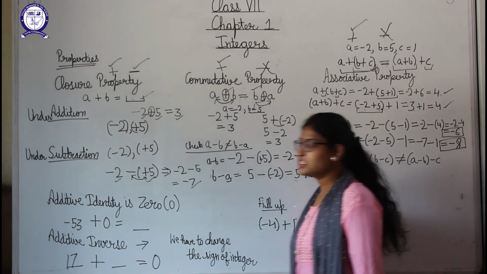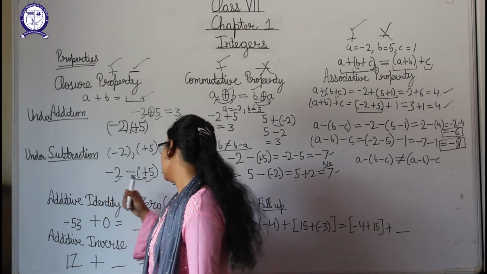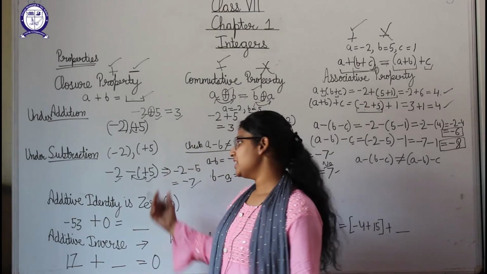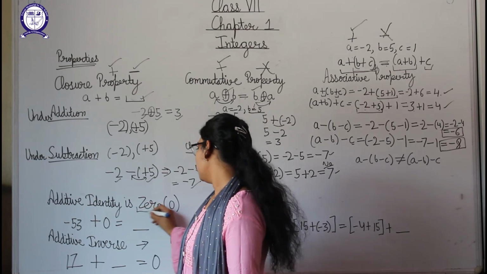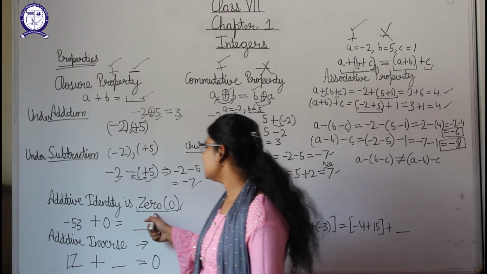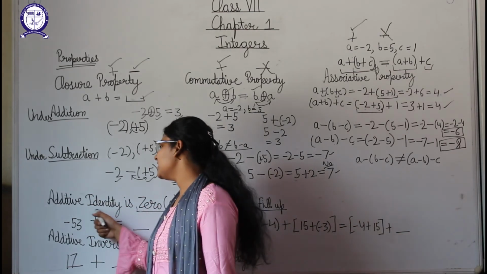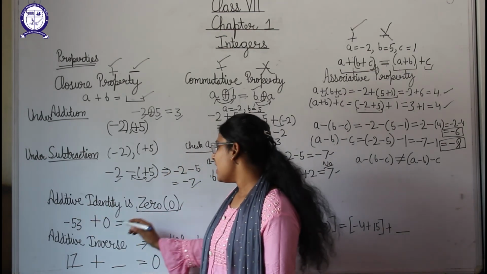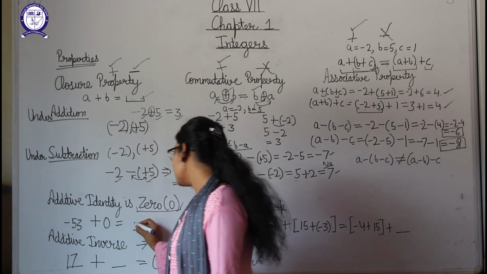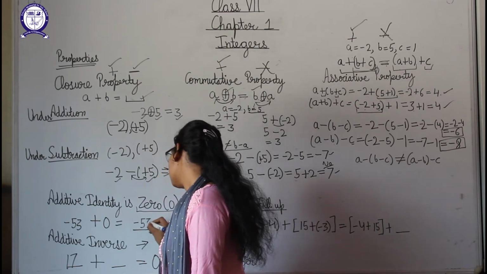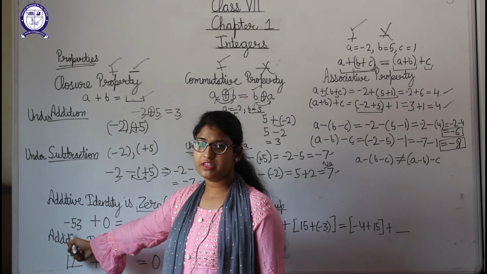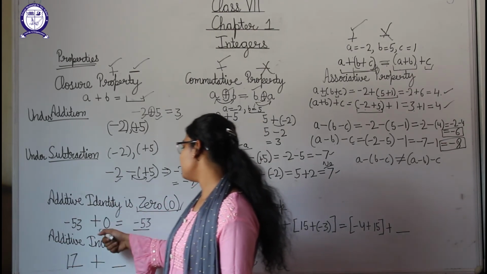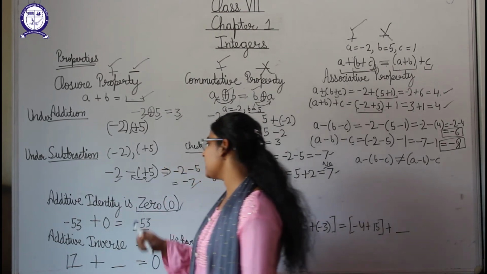Now students, our next property is additive identity. What is additive identity? It is 0. Okay. Here, what is the reason that 0 is the additive identity? Suppose minus 53 is given to you, and if you add 0, you will get the same answer. Students, whatever the integer is, if you add 0 to it, you will get the same integer, minus 53.